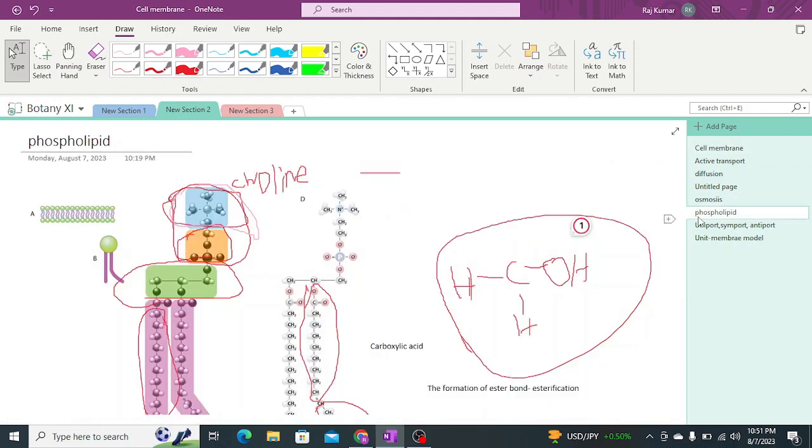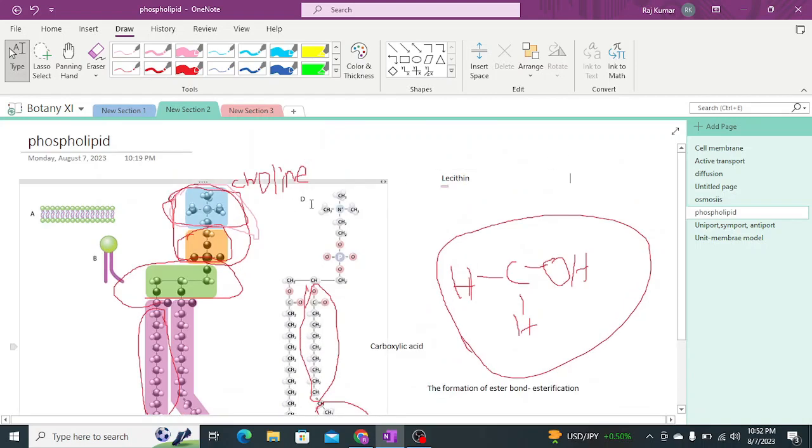And the structure of this phospholipid, which I have discussed here, is known as lecithin. So we can also say that phospholipid has the structure of lecithin, which has the phosphate group plus choline as the phosphate head, whereas the carboxylic group plus alcohol, by the process of esterification, forms its tail. In between, we have carbon, hydrogen, and hydroxyl group as its joining bond.